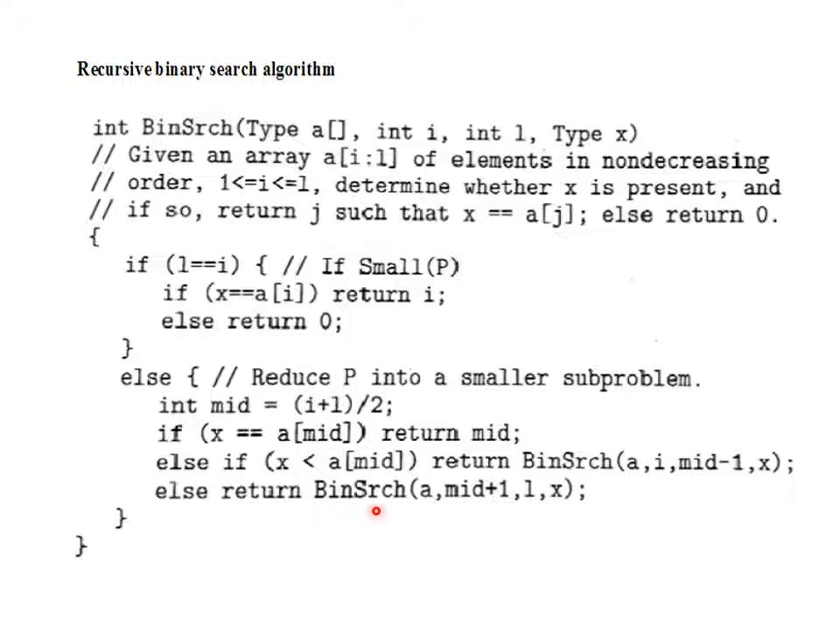So it returns, calling the binary search again with a, that is the list, and mid plus 1. You see that the lower value is changed here. The lower value will change here, so mid plus 1 is the change, and the other value is the same, x. This process will continue repeatedly.